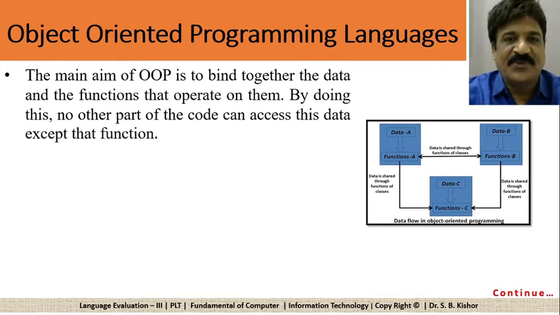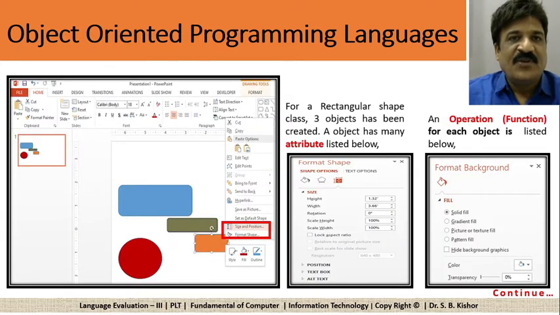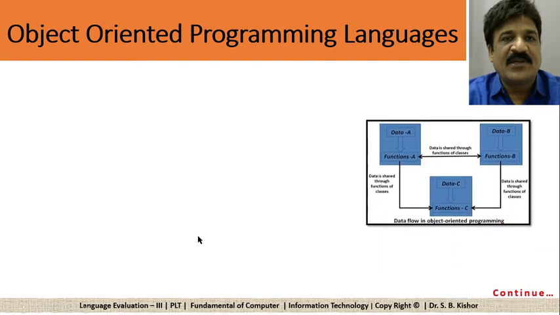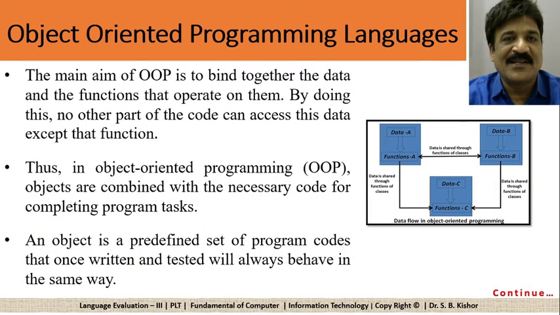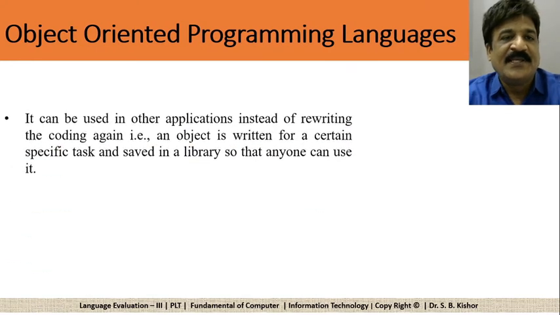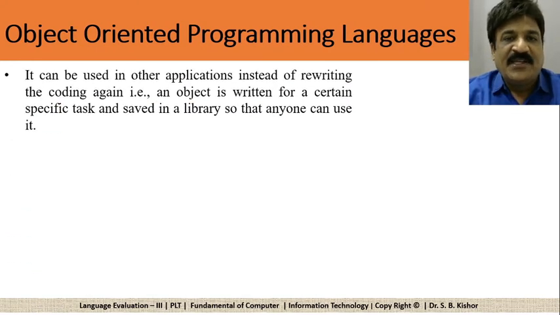See what we have done. We have one rectangular class and of that we have created 3 objects. So once you have created that class, you are able to create n number of objects of that particular class. So that is the basic advantage. It can be used in other applications instead of rewriting the code again.